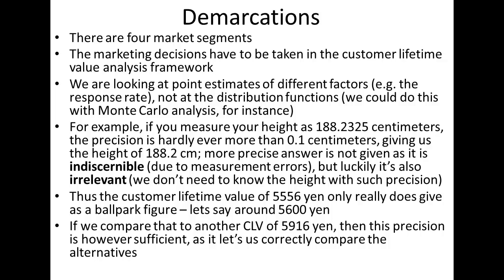We have some kind of a measurement error therein, because we don't know whether the values are really a little bit higher or a little bit lower. But the relevant information that we get out of it is that this 5,556 is sufficiently lower than 5,916 for us to be able to make a decision which option really is better. So we've lost some information, but not too much.